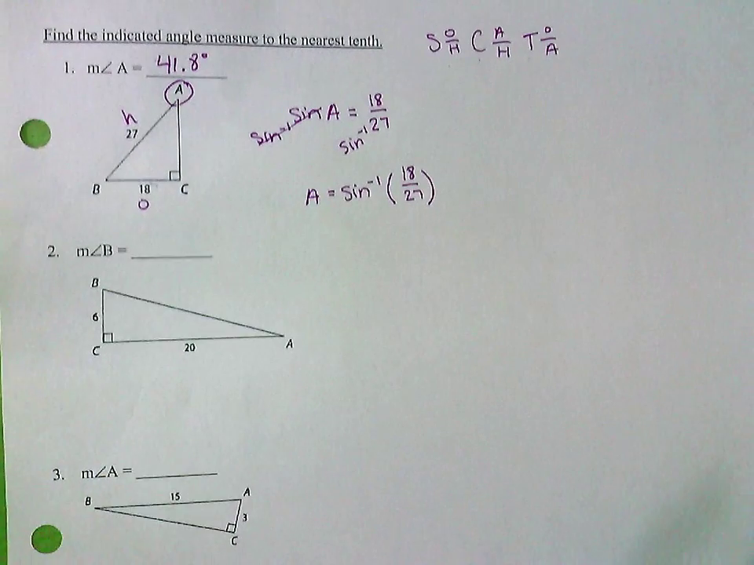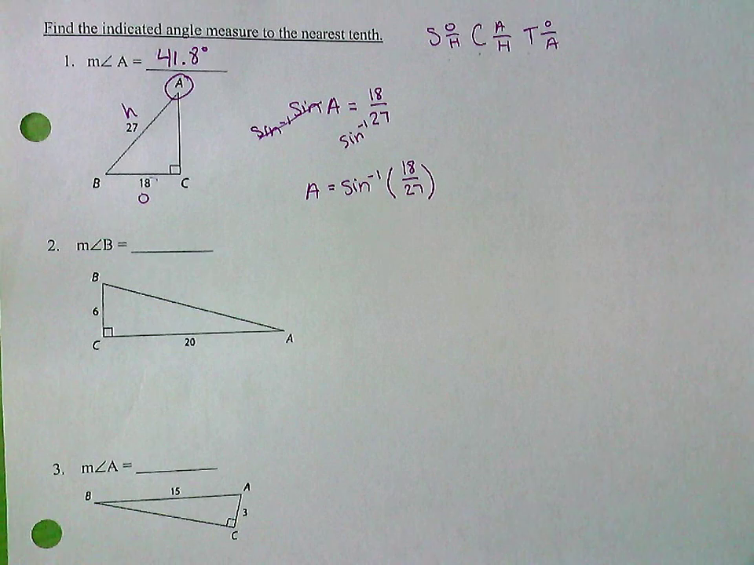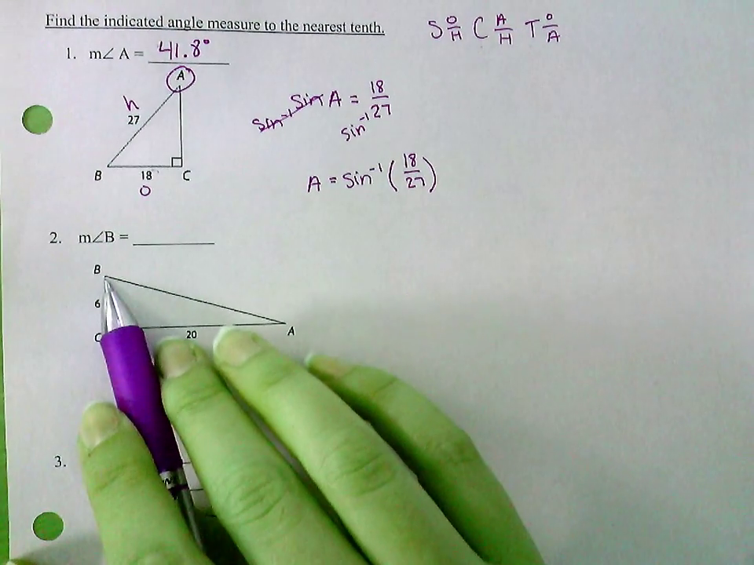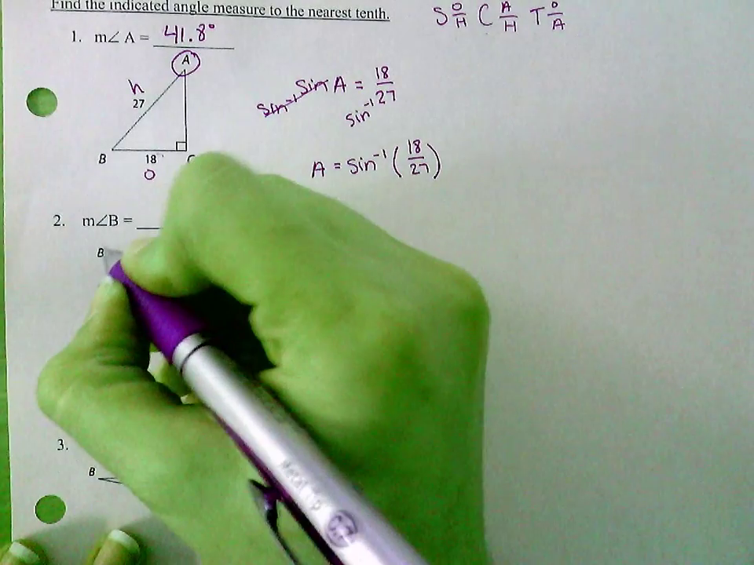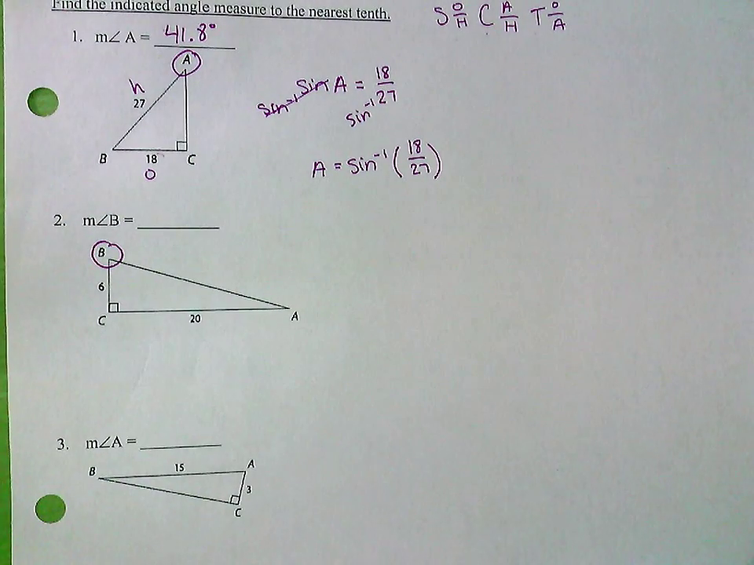All right, then number 2, we want to solve for the measure of angle B. So this time, I'm going from this angle. So I'm going to circle that angle. That's the angle I want to go from. Now I want to label my sides.